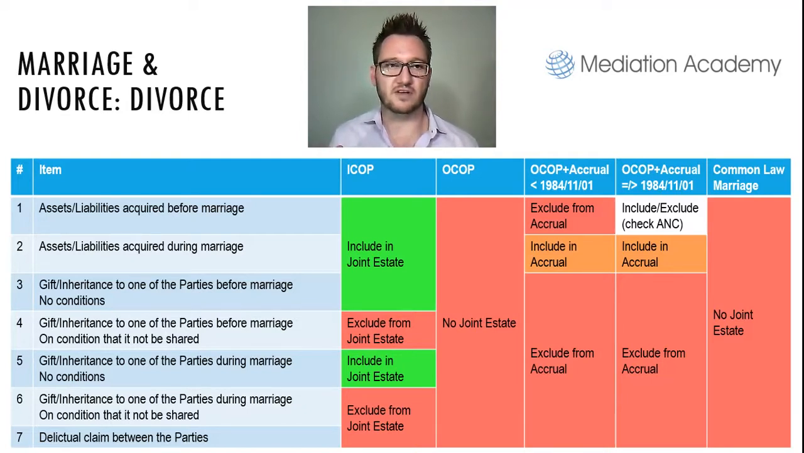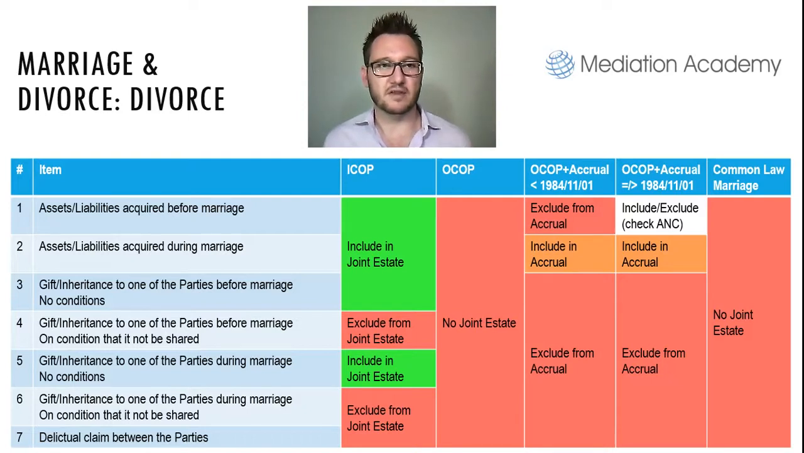So what this table shows us is all the different items that we need to somehow fit into different pigeonholes with each of these different types of marital property regimes. We're going to take a look at in community of property, that's our very first one there. Next to it, out of community of property. Then next to it, out of community of property, subject to the accrual system before 1st of November 1984, so in other words, for marriages concluded before that date. And then next to it, for marriages concluded after that date. And lastly, the misnomer of a common law marriage.